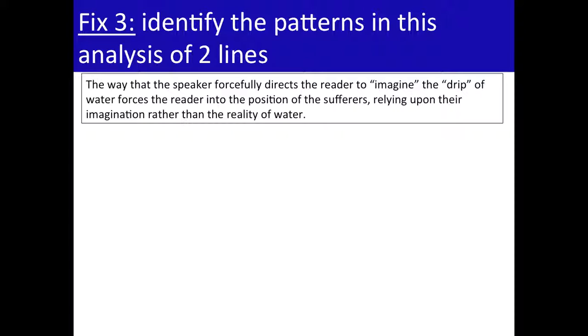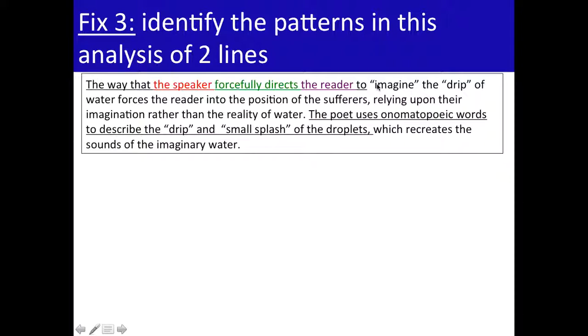It's analysis of that same quotation that we've been looking at in the fixes. The way that the speaker forcefully directs the reader to imagine the drip of water forces the reader into the position of the sufferers, relying upon their imagination rather than the reality of water. You've got subject, verb, object before the quotations, but then verb, object, noun in the quotations themselves. So that pattern is repeated, green, purple, repeated through that particular part of the text.